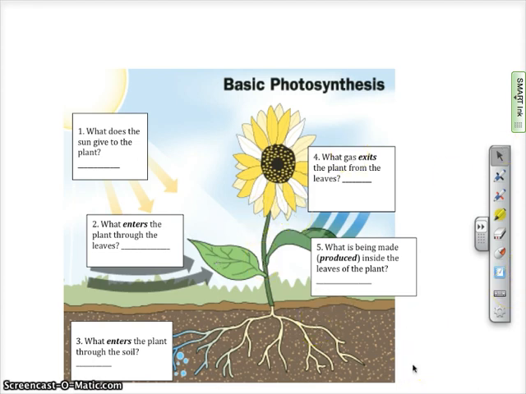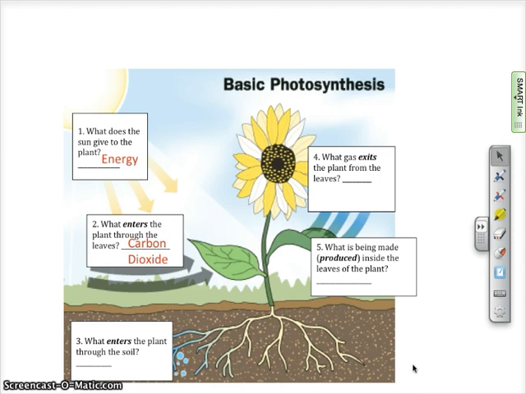So let's look at this picture. Number 1, what does the sun give to the plant? Well, hopefully you know, energy. Sunlight is a form of energy that the plant is going to use to convert to a different kind of energy. Number 2, what enters the plant through the leaves? If you notice, this is in the air, and the air that plants breathe in is carbon dioxide.